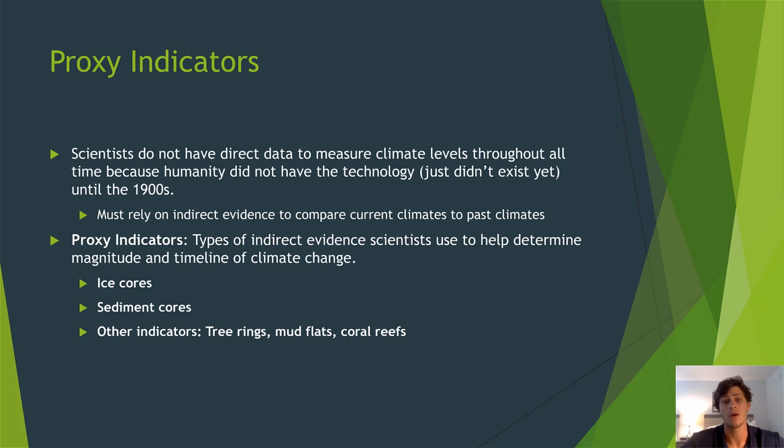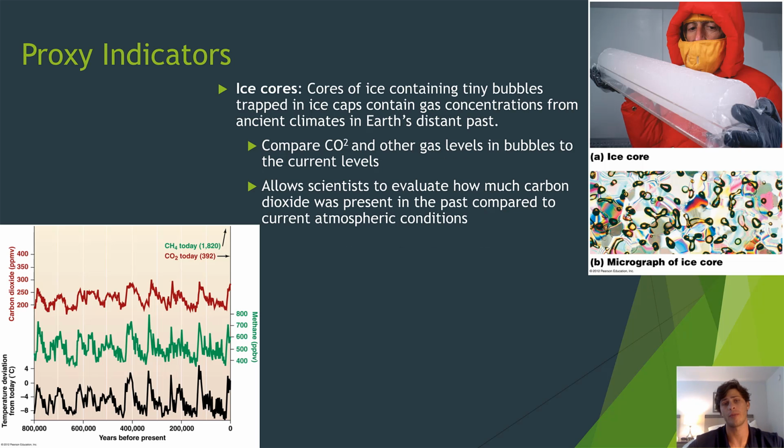Proxy indicators simply refer to types of indirect evidence that scientists use to help determine the magnitude and the timeline of climate change. Basically, we use proxy indicators to look at what climate was like in the ancient past and how it has changed over time before we actually had the technology or resources to physically observe it. And we have three basic proxy indicators that we rely on. The first are ice cores, which are the predominant source of proxy indicators that we use to estimate what climate was like. Then we use sediment cores, and finally we use other indicators such as tree rings, mudflats, or coral reefs.